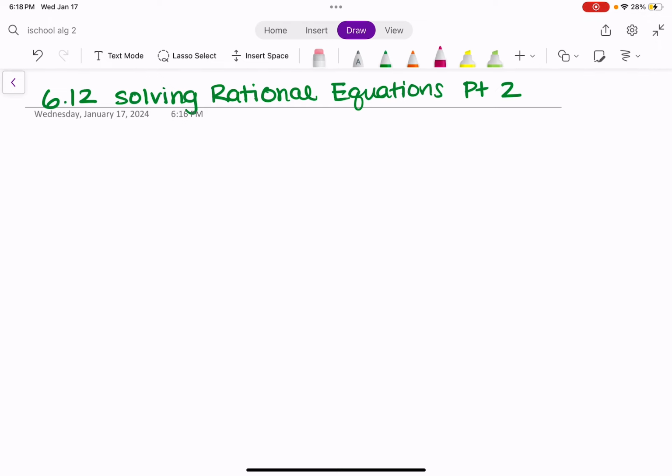So first example that I want to show is when we have 2 different denominators. So let's say I have 1 minus 3 over x equals negative x over x plus 2. So in this case, we're still trying to get rid of the denominator. So what you want to do is look at the first denominator that you see. In this case, it is x.